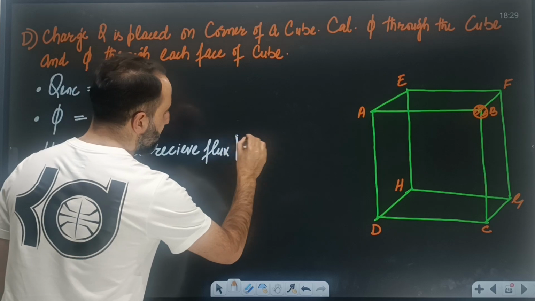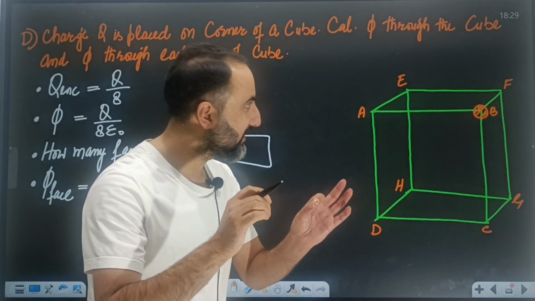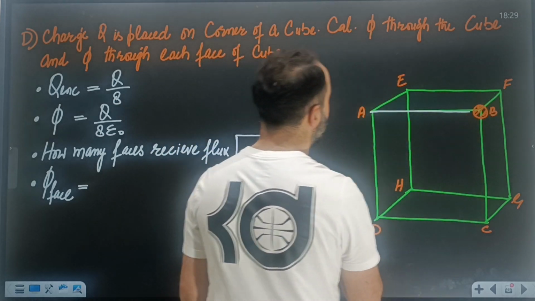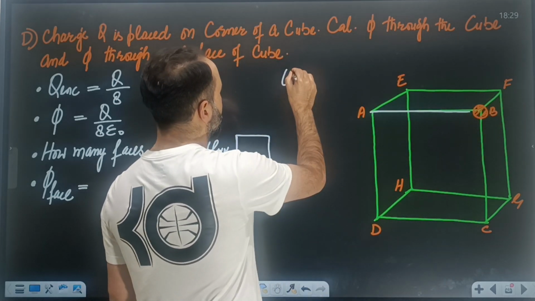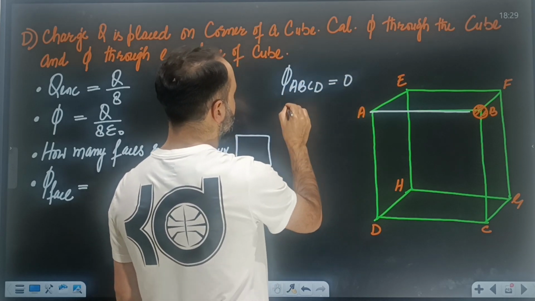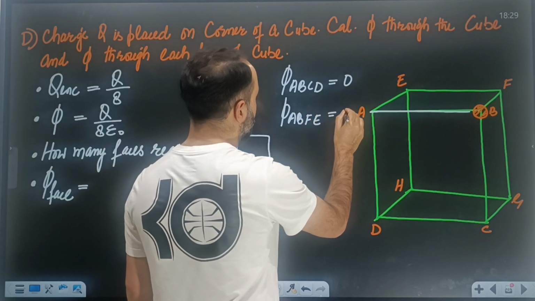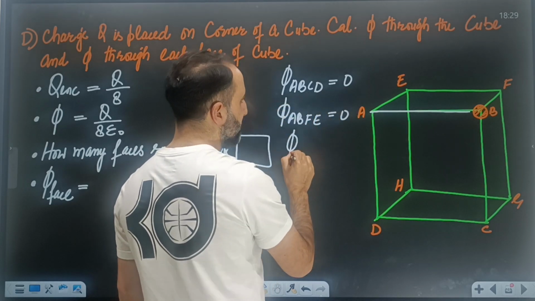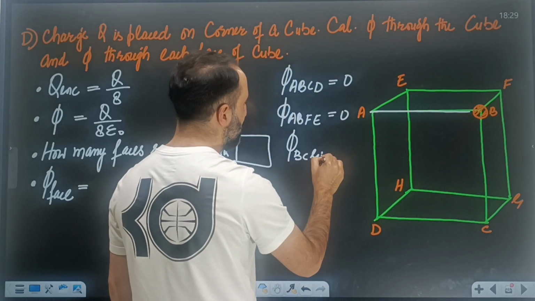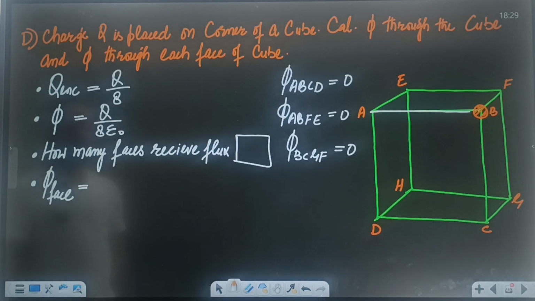Now, out of these phases, how many phases will receive flux? 3 phases will receive flux and 3 will not receive flux. In this, the surface that is ABCD, first of all, flux through ABCD will be equal to 0. Flux through ABFE will be equal to 0, and flux through this surface, BCGF, will be equal to 0. So 3 phases will receive flux and 3 phases will not receive flux.